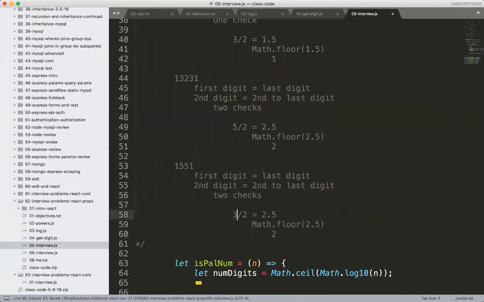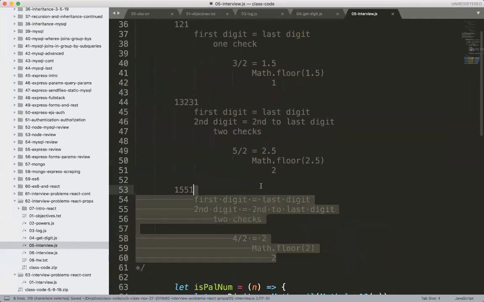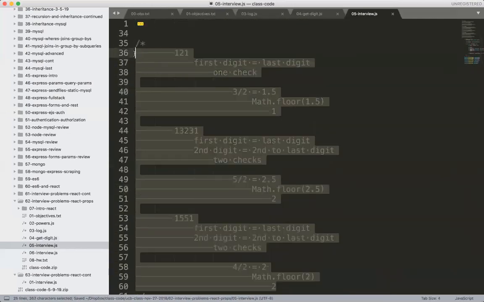4 divided by 2 is what? 2. And math.floor of 2 is what? 2. So we could just do math.floor of the number of digits divided by 2 because of this right here. And you're not going to realize this. There's no way to realize this without writing out the numbers, writing out input and output, right?